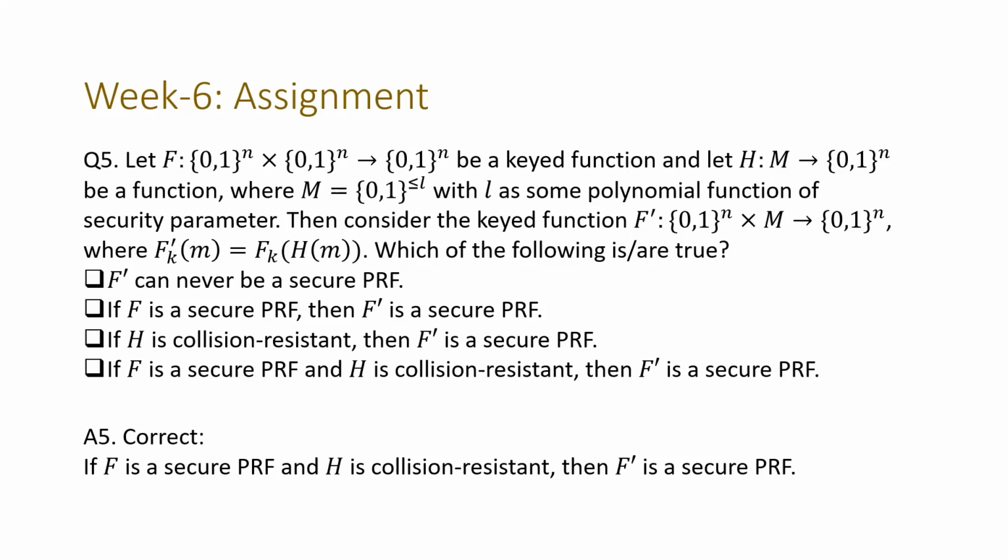Okay. So for F dash K to be secure, the required property is that H has to be collision resistant. Also, F needs to be a secure PRF itself. Otherwise, there is no meaning in constructing F dash K, right? If F itself is not secure, then F dash K is obviously not secure. So the last option is the only correct one: if F is a secure PRF and H is collision resistant, then only F dash is a secure PRF.